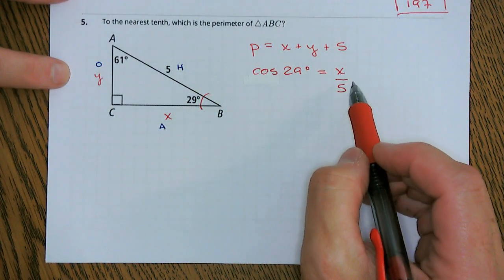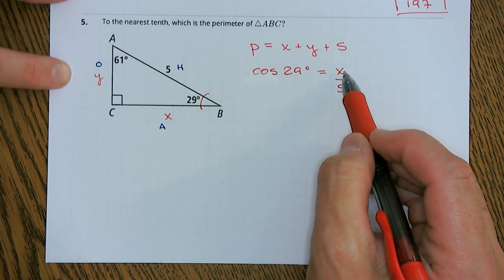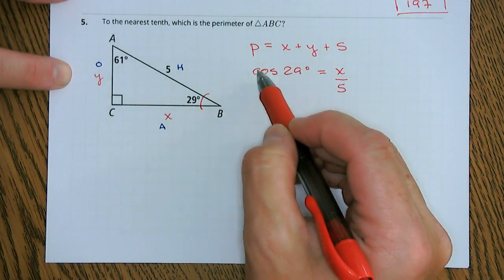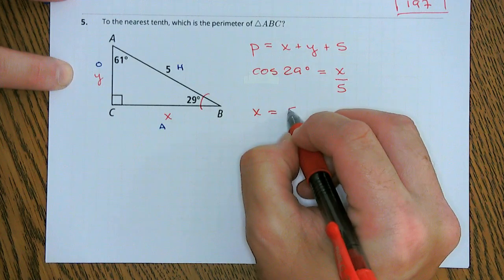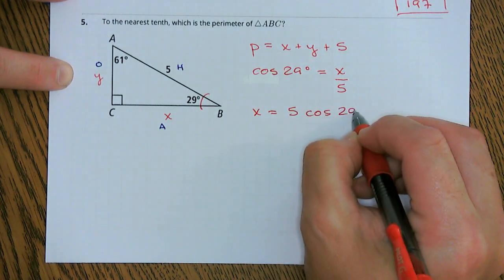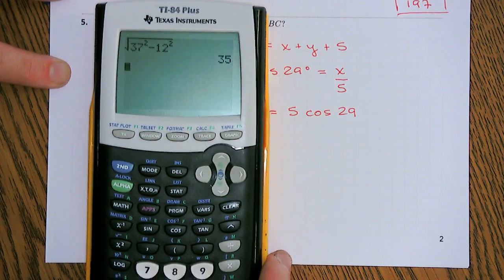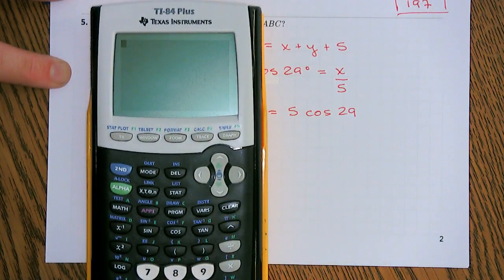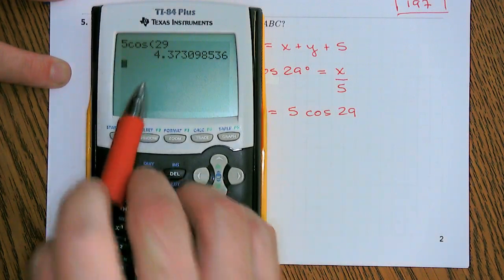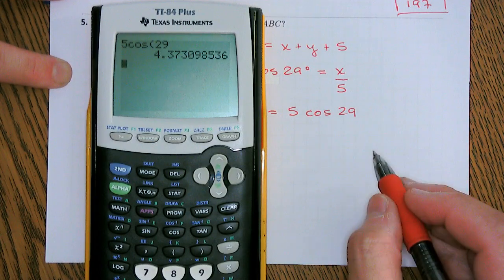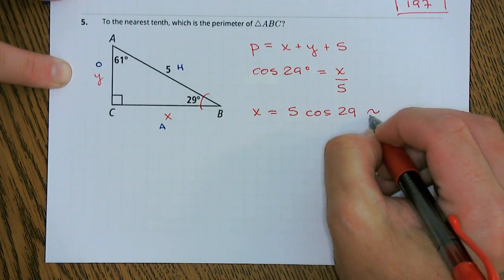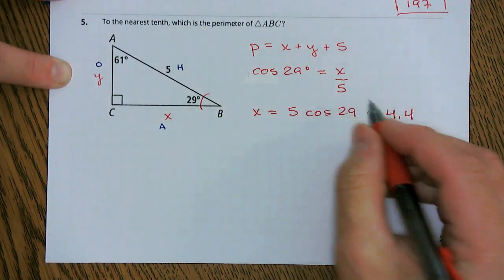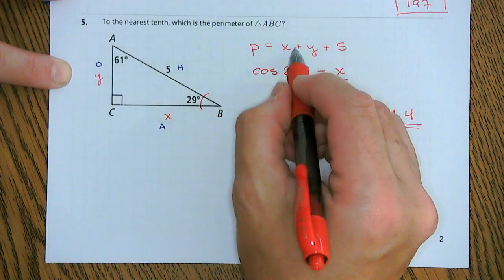So we've seen this before. Whenever our unknown is in the numerator, we're going to move this 5 and multiply it, a little cross multiplication here. So our x is going to be 5 cosine 29. Let's put that in here. 5 cosine 29, in this case, we're looking at 4.37. So in other words, approximately 4.4. We're going to come back to that, because we're going to add that here.